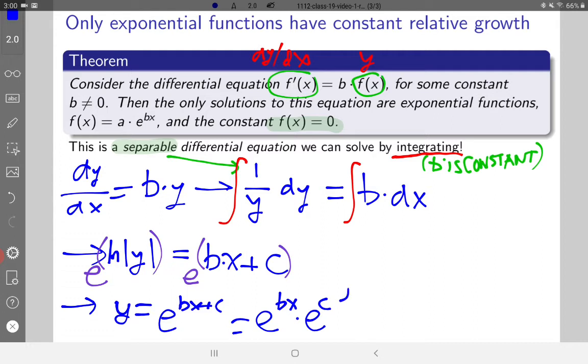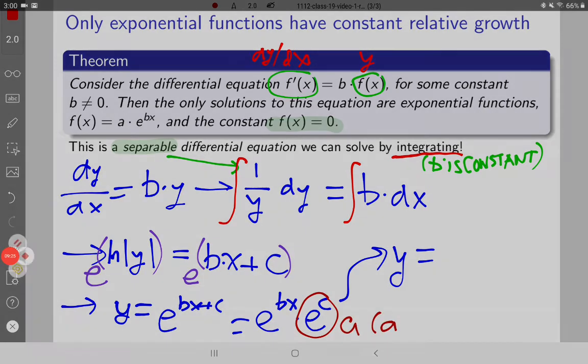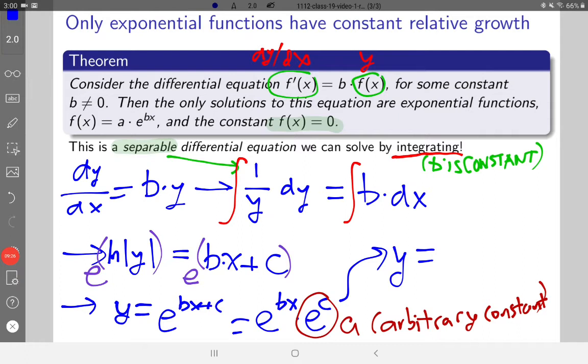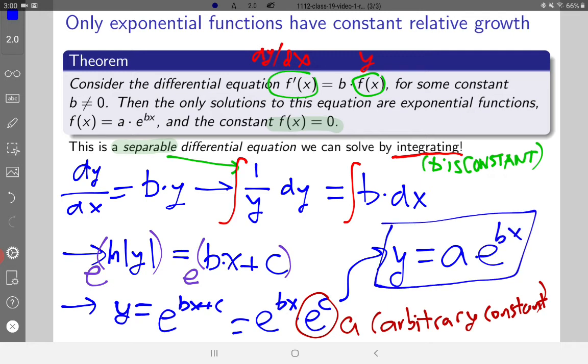And then I could even just say, you know what, c is just an arbitrary constant, so e to the c is also just a random constant number. So I'm just going to write this as y equals, let's just call e to the c a, just some arbitrary constant. So that allows me to write y equals that constant a times e to the bx. And look, that's exactly the exponential form of the function that we expected to get.